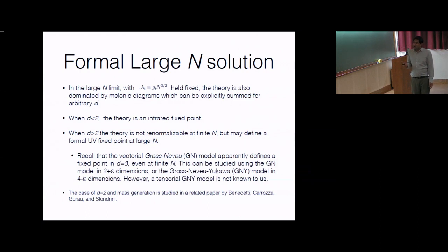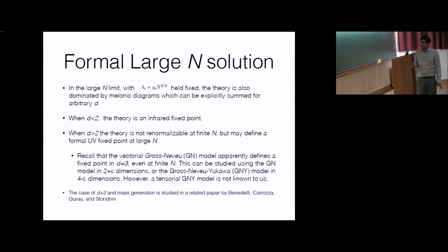When t is greater than 2, of course, the theory is not renormalizable at finite N. But if you just keep the large N diagrams, there's no divergence. So it can still be used. You could conceivably use it to define a formal UV fixed point in large N. We'll see these. Though there are many problems with doing this.